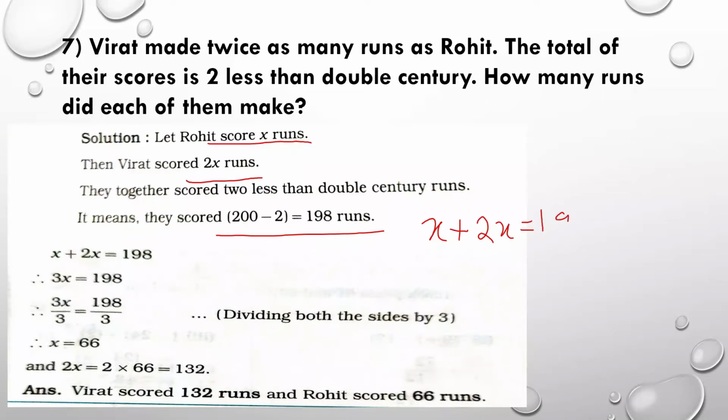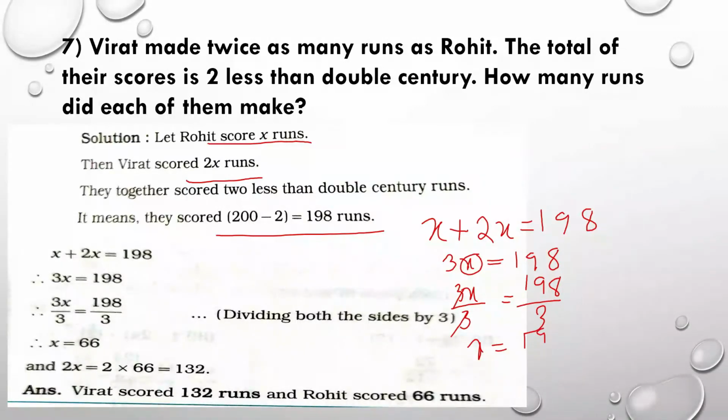Now solve the sum. Now x plus 2x is 3x is equal to 198. Now we have to find the value of x. So 3x upon 3, you have to divide both the sides with 3. So here 3 and 3 will get cancelled. So x is equal to 198 upon 3. So 3 ones are 3, 3 sixes are 18, carry 1, 3 sixes are 18. So x is equal to 66.